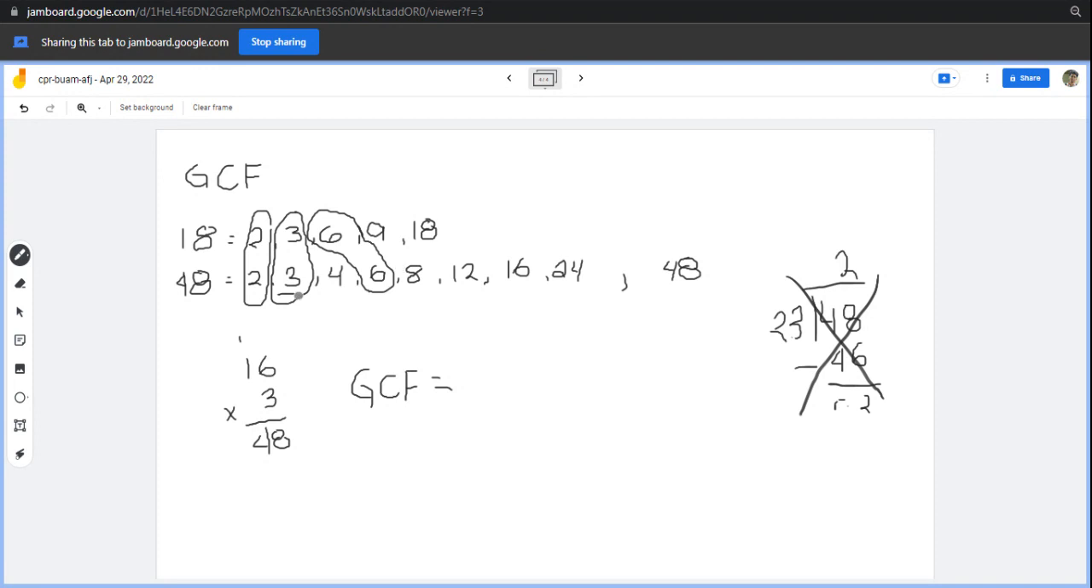So, which is the greatest common factor? 6 na naman. Why 6? Why is 6 the greatest common factor? Because it's the highest, the only highest that's common to both. So the GCF is 6. Okay? The GCF of 18 and 48 is 6.